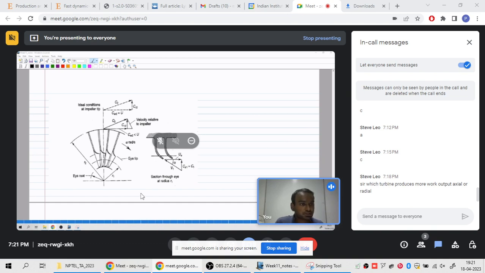Okay, I see a question: which turbine produces more work output, axial or radial? I think it will depend upon the mass flow rate, the pressure ratio, and many other parameters. You cannot directly say axial or radial.